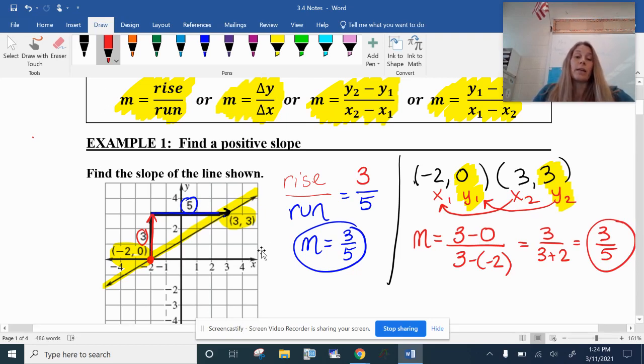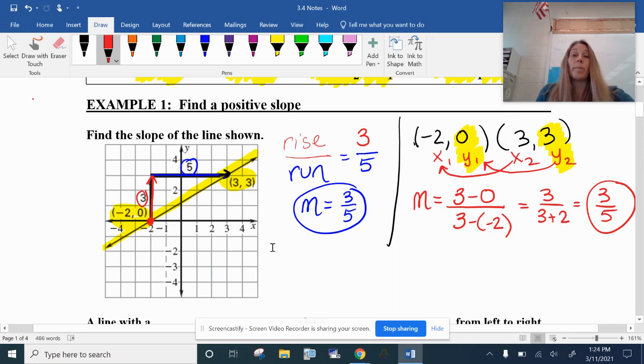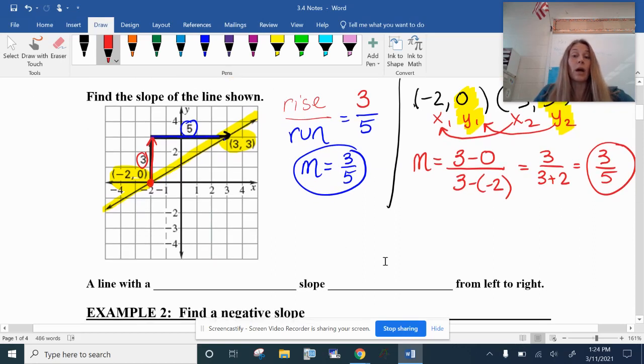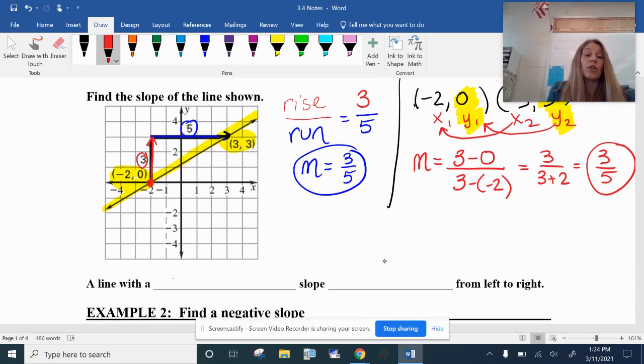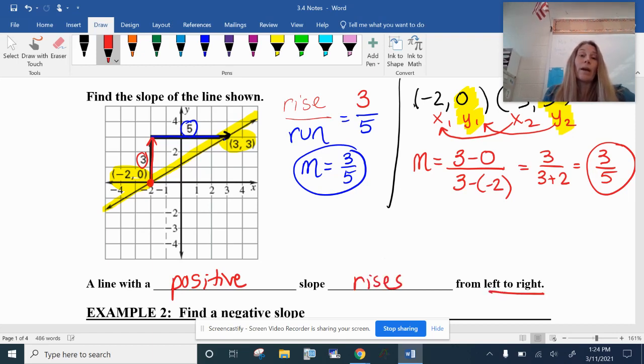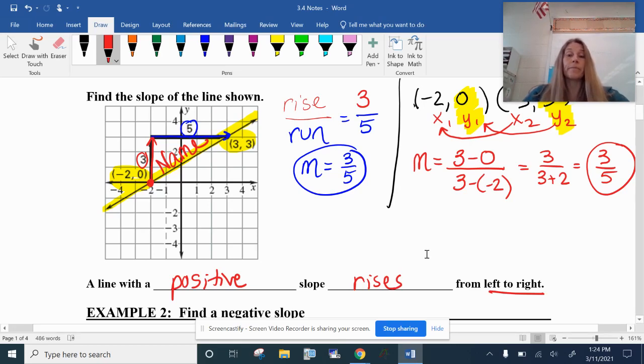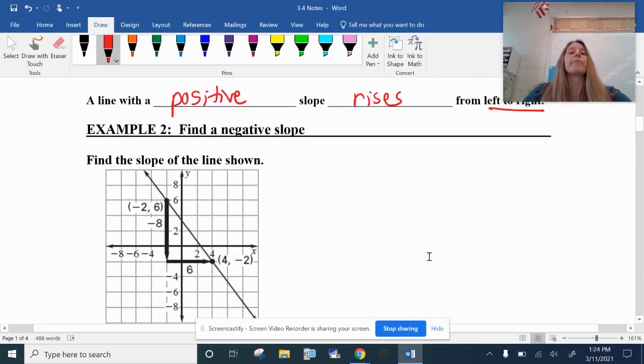So as you can see, both of these slopes were positive, right? The answers that we got were positive 3/5. So a line with a positive slope rises from left to right. And the way I remember this is if I write my name on the line, whatever name you want to write on there, if your name is going upwards, then you know it's positive. If your name's going downwards, then you'll know it's negative. So let's talk about a negative slope now.